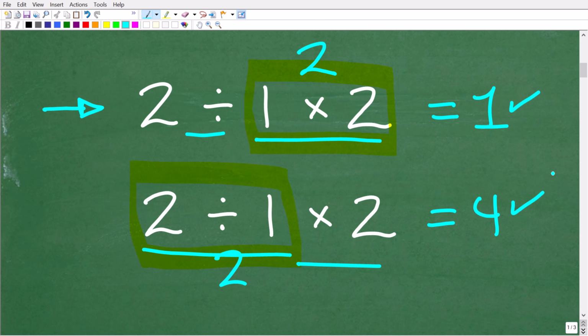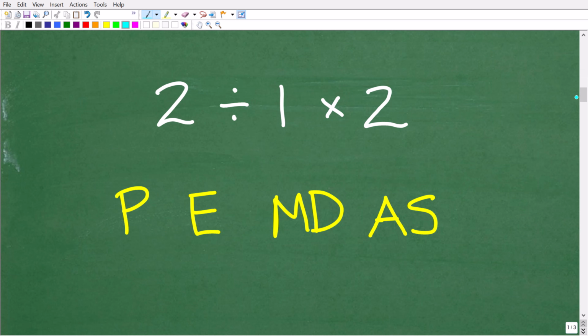So can this problem have two right answers? Well, the answer to that question is no. So the key to understanding this problem is doing it in the right order. Okay, so we need to figure out, should you do the division first or should we do the multiplication first? Because if you divide first, you're going to get one answer, but if you multiply first, you're going to get another answer. So to know the answer to this question, i.e. which do we do first, we need to understand something called the order of operations in mathematics.